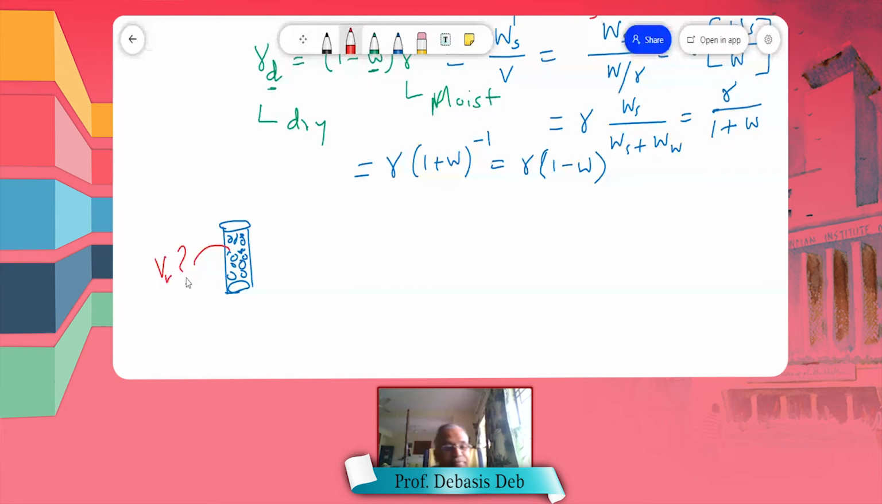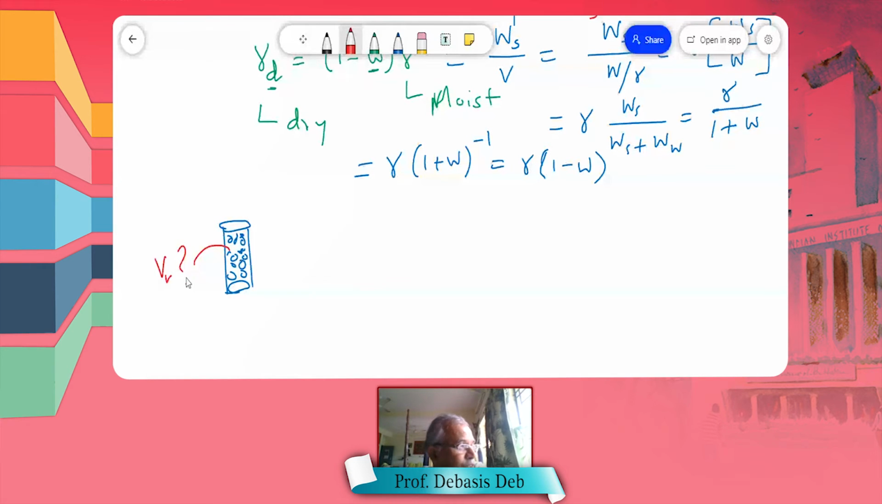Sir, we will fill this with water, and the volume of water will be equal to the weight of the water. We will submerge it into water. We will make it wet with water, and we will measure its weight, and whatever will be the difference of weight, that will be its volume, because density of water is 1.